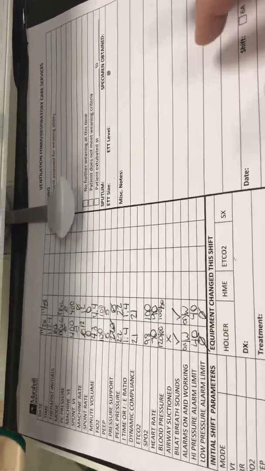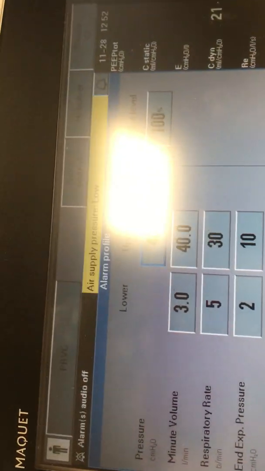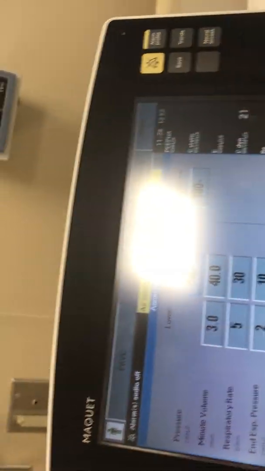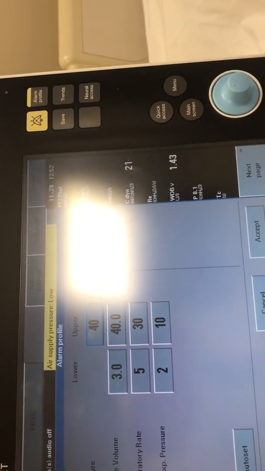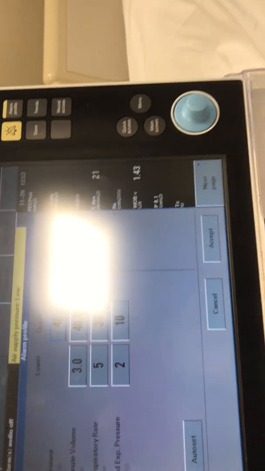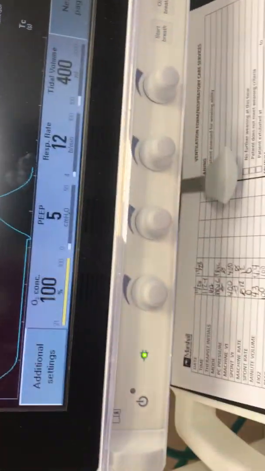I would check my alarm limit for the pressure. It's the only one they want, but here's all my alarm limits. I can check them while I'm in there, and it's at 40, right where that big glare is. And there's all my alarms I can set. Then I'd go back out.